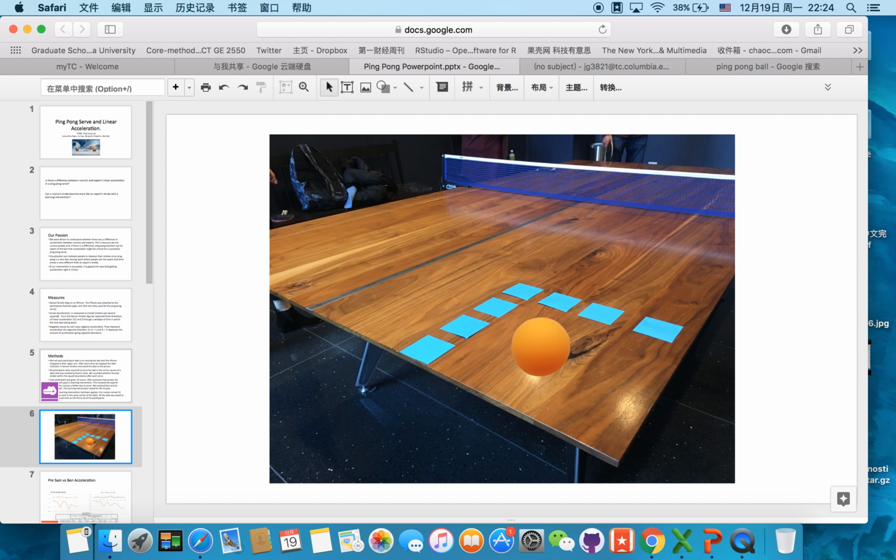To collect the data, we create a target and let novices try to serve the ball to land within this target. If the participant serves the ball and the ball is in the target successfully, this trial is marked as 1. Otherwise, it is marked as 0.